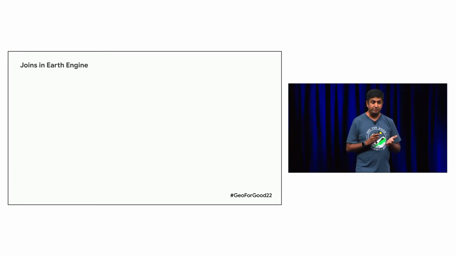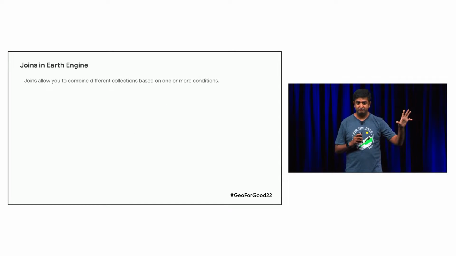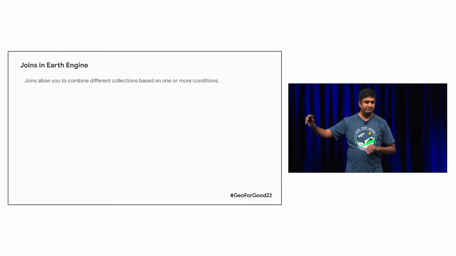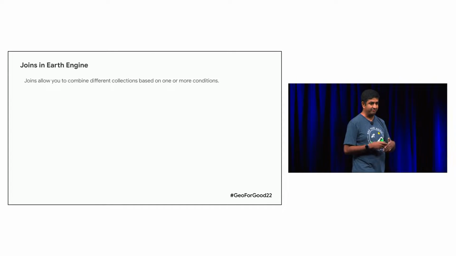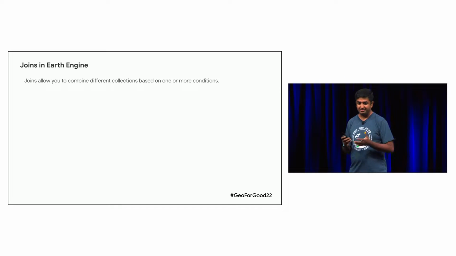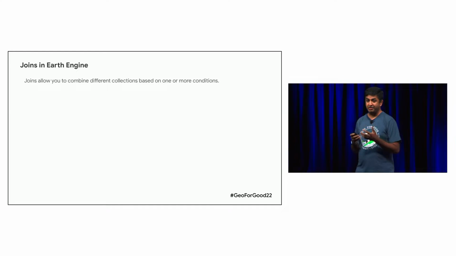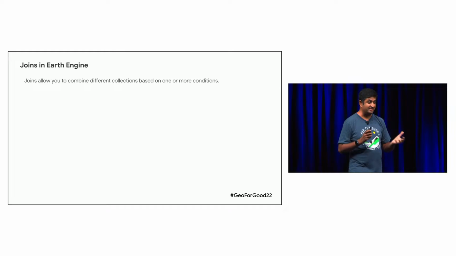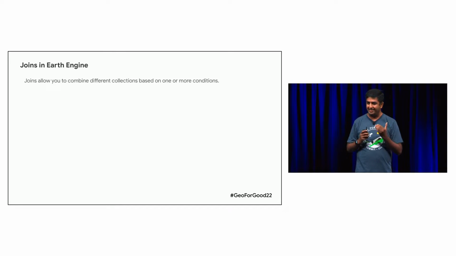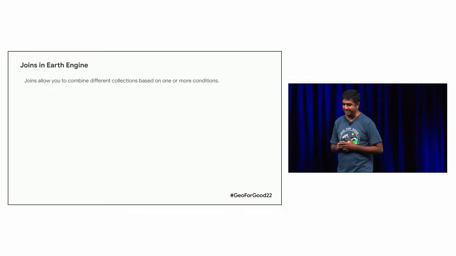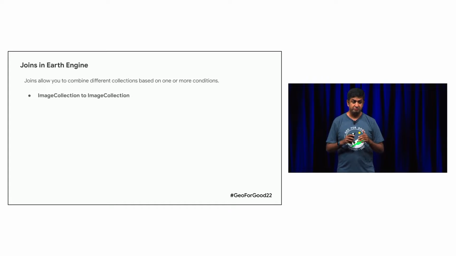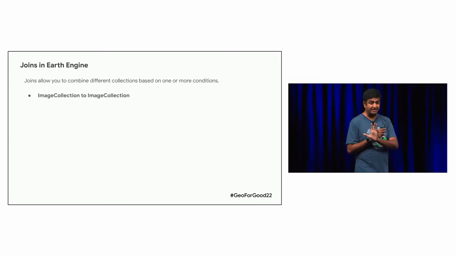Joins allow you to take one collection, image collection or feature collection, and find items from another collection and join them together. This is very much like spatial joins, if you've worked with spatial data. In Earth Engine, joins can work with image collections as well. That's why it's a little hard to wrap your head around if you're coming from the GIS world. So you can join one image collection to another image collection.